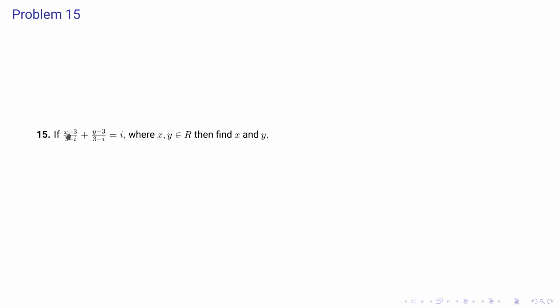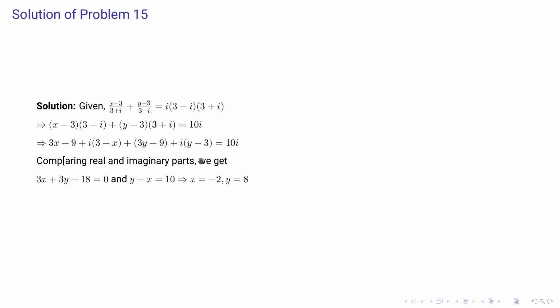Problem 15 says that if (x minus 3) by (3 plus i) plus (y minus 3) divided by (3 minus i) is equal to i, where x and y belong to the real number set, find x and y. Sorry, this should be i, the earlier version is incorrect. So we take the LCM and we take the denominator to the right hand side.